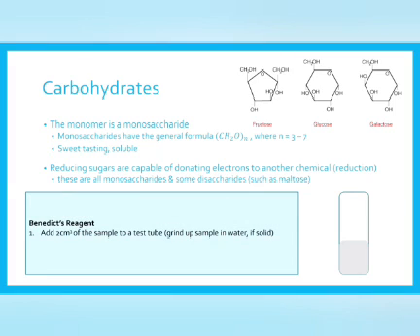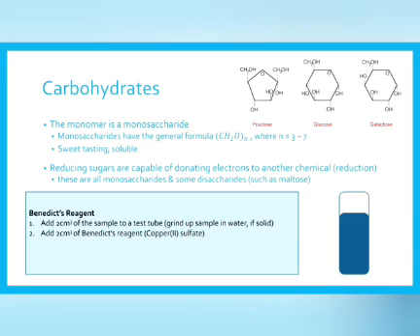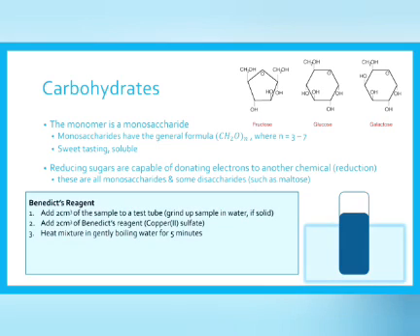So we need to know the method for this. First of all, we're going to add 2 centimetres cubed of our possible carbohydrate solution to a test tube. If our carbohydrate's in solid form, we're first going to have to grind it up in water. We're then going to add an equal volume of Benedict's reagent, which remember is predominantly made up of our copper 2 sulfate. We're then going to heat the mixture in a gently boiling hot water bath for about 5 minutes.